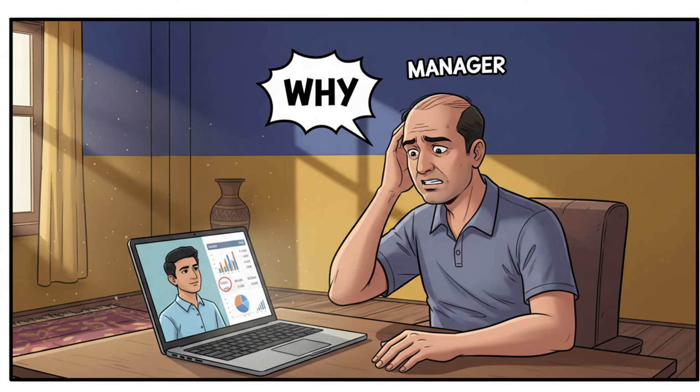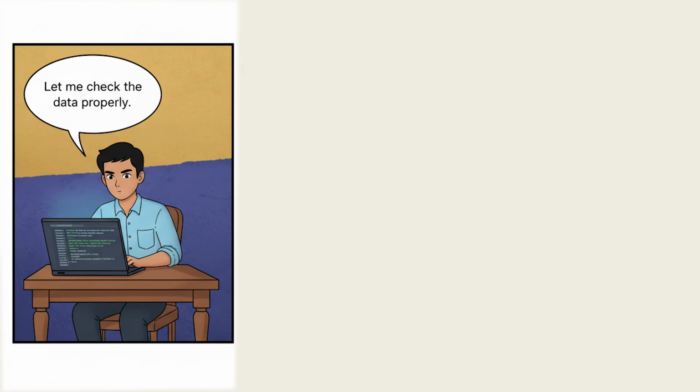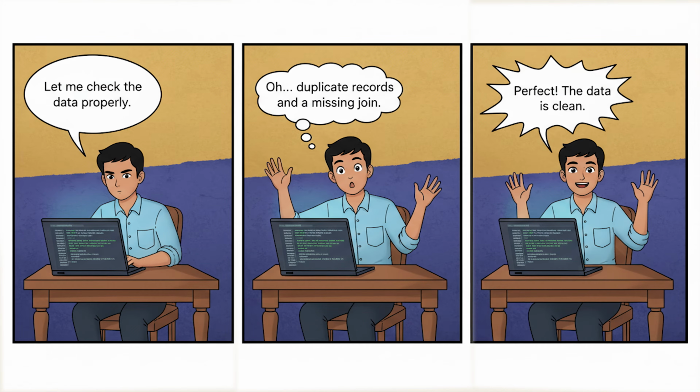Last month, one of my students joined a company as an intern. In week 1, their manager asked a simple question. Why does the sales dashboard show different totals for Mumbai and West region? The student could have panicked. Instead, they opened the schema, ran a few queries, found duplicate records and a missed join condition, fixed it, documented the steps, and earned major trust from the team. That's what I want for you.